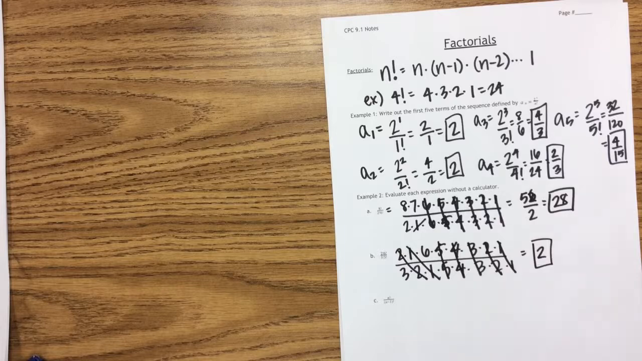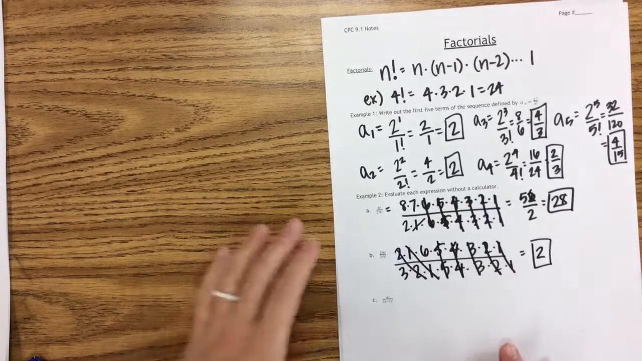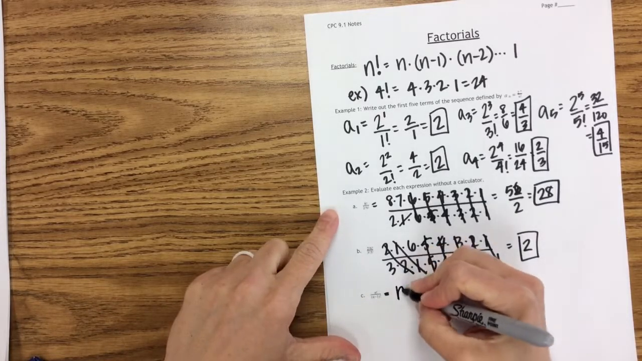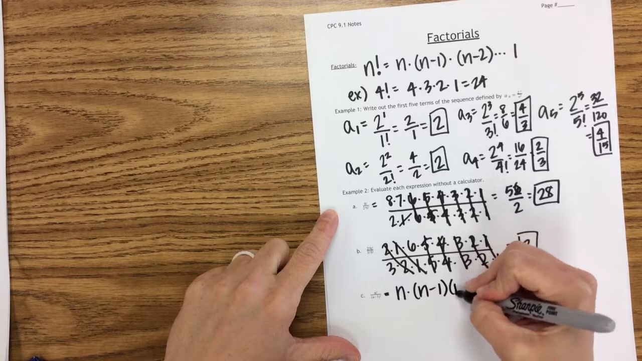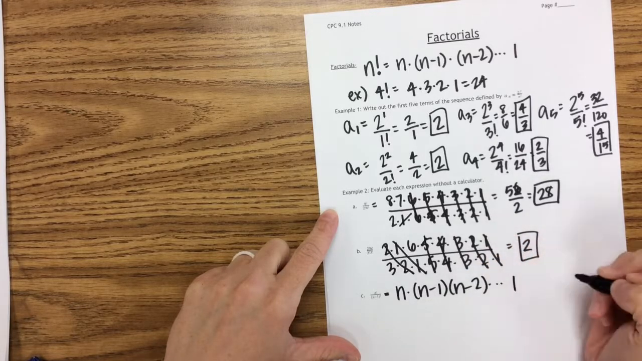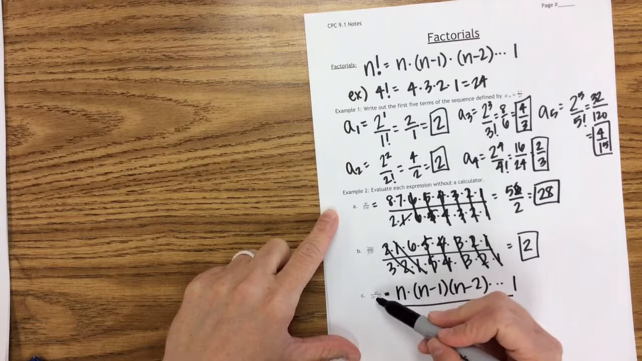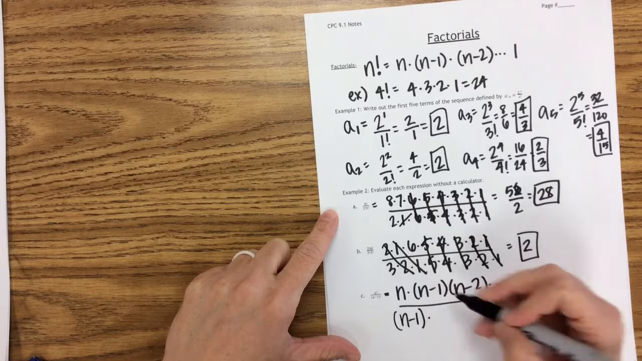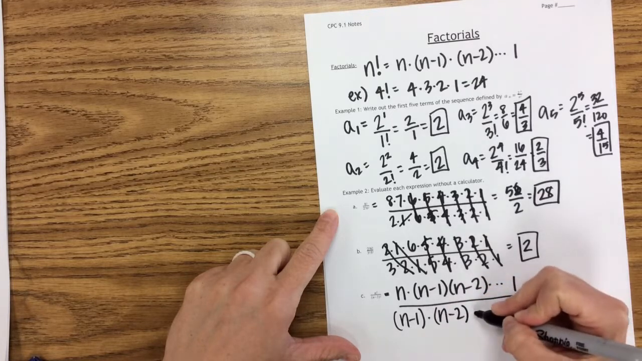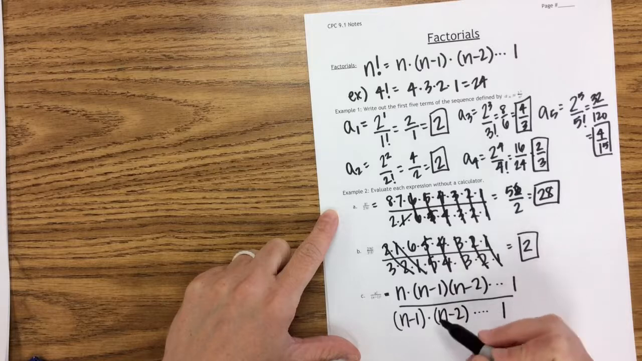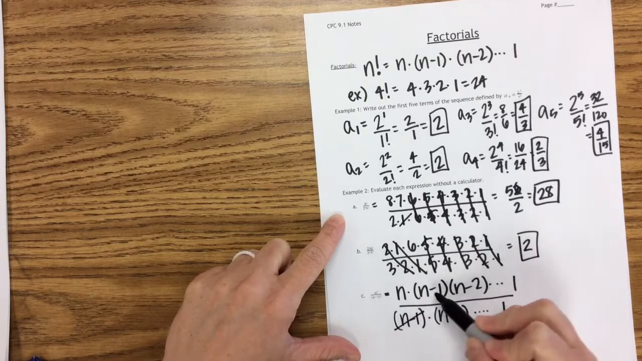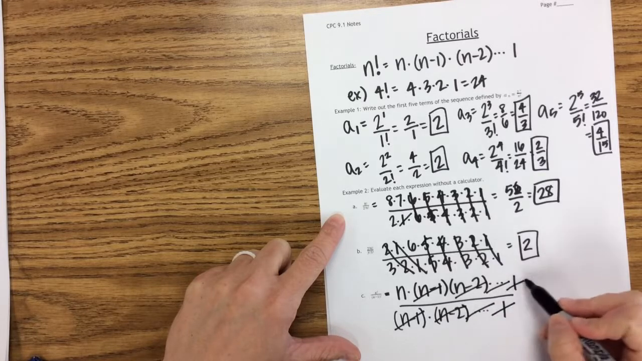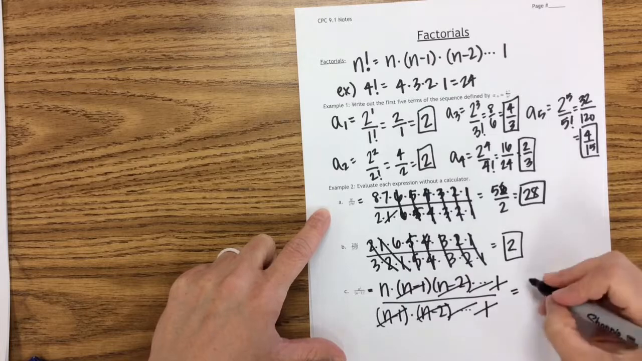For the last one, I don't have specific numbers, but I have n's. So I'm going to take the n, multiply it by 1 less than that, 2 less than that, until I get to 1. The bottom starts with n minus 1 factorial, so that's my first number. I have to multiply by 1 less than that, which would be n minus 2, 1 less than that, all the way until 1. So you can see we have some that are the same on the top and the bottom that I can cancel out. Everything in the middle would be the same, and then the ones are the same. So here we just end up with an n left.